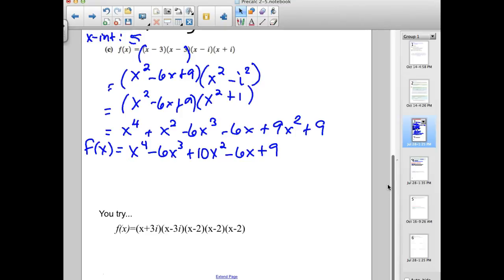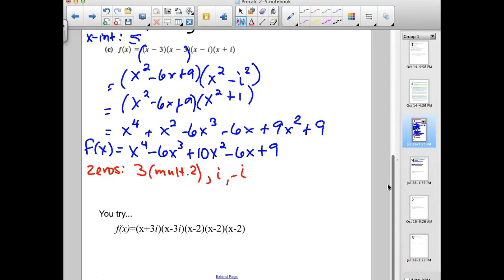All right, so our zeros. Again, from our original expression, we have 3 as a zero, and it has multiplicity 2. In other words, it counts as 2 of my zeros. It's repeated. And then I also have positive and negative i. So I do have all 4 zeros. My x-intercepts, though, are only going to be the real ones, so the 3. And because of the multiplicity of 2, it is going to be tangent at that value. In other words, it's going to touch but not cross the x-axis.